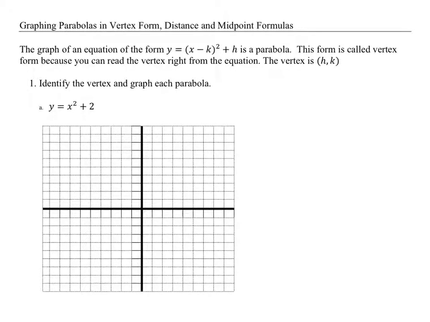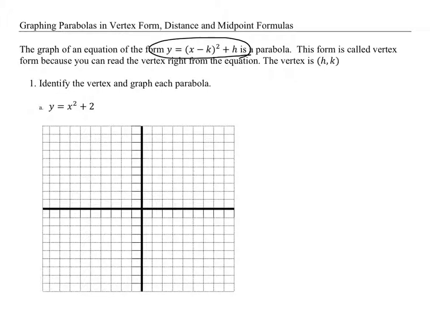This section is about graphing parabolas in a different format than we graphed them before. And then we're going to talk about both the distance formula and the midpoint formula. So a graph of an equation of the form y is equal to the quantity x minus k squared plus h is a parabola. And the form is called a vertex form because you can read the vertex right from the equation, and the vertex is h comma k.